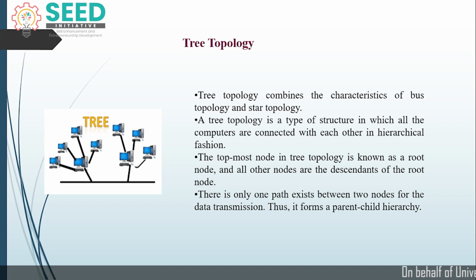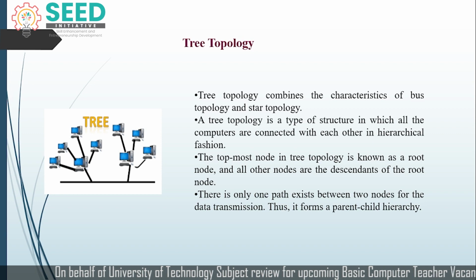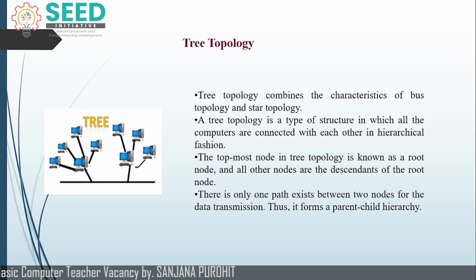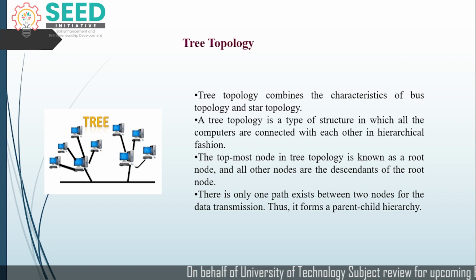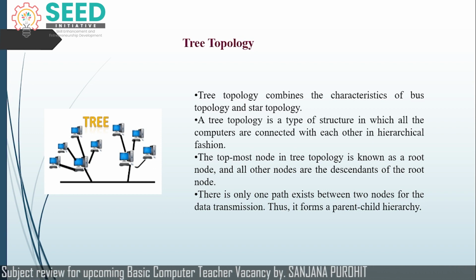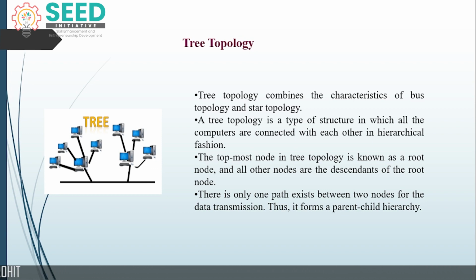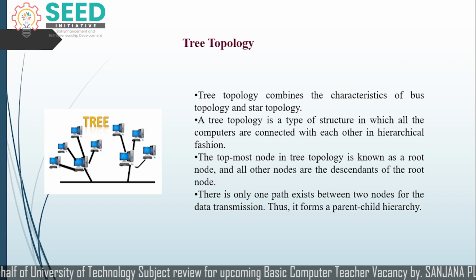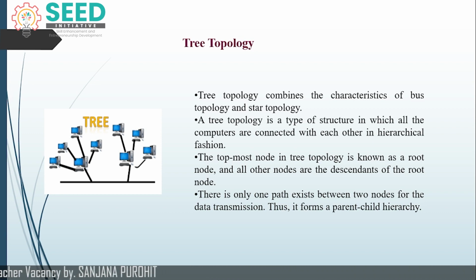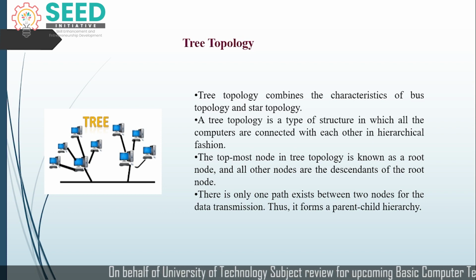The topmost node in a tree topology is known as the root node, and all other nodes are known as the descendants of the root node. So we can say the root node is the ancestor and all the other nodes of that root node are known as the descendants. There is only one path between two nodes for the transmission medium, and thus it forms a parent-child relationship or parent-child hierarchy.